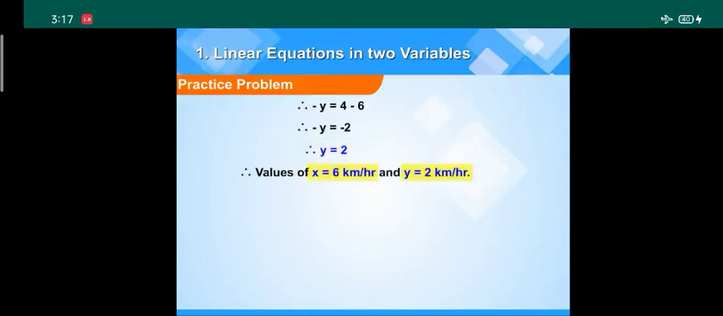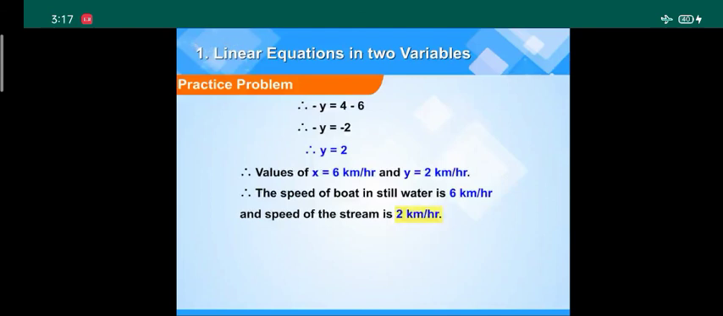Therefore, values of x is equal to 6 km per hour and y is equal to 2 km per hour. Hence, the speed of the boat in still water is 6 km per hour and speed of the stream is 2 km per hour.